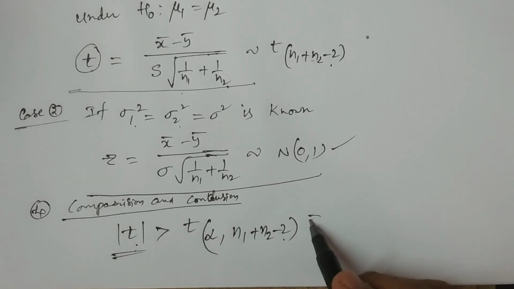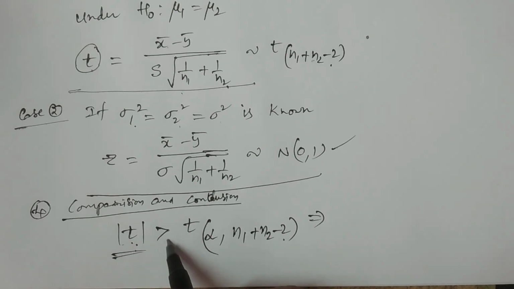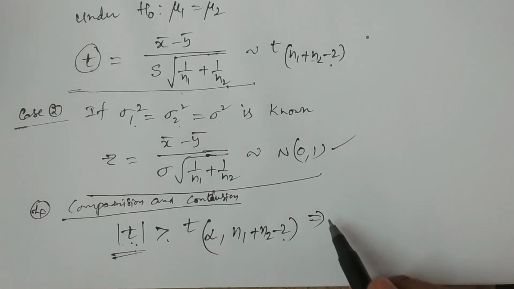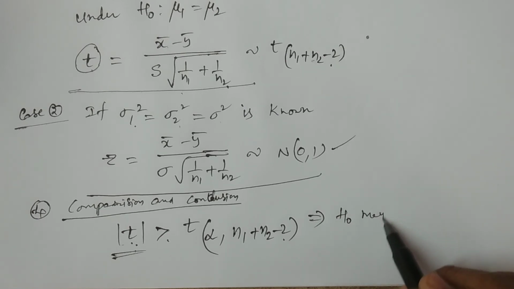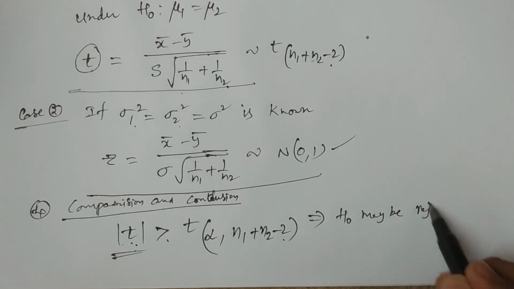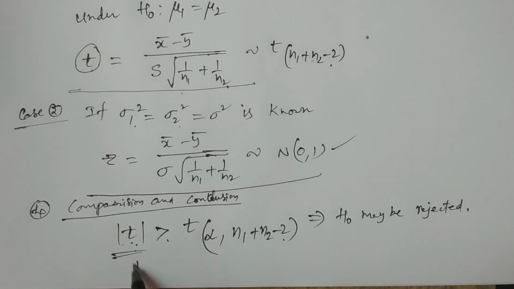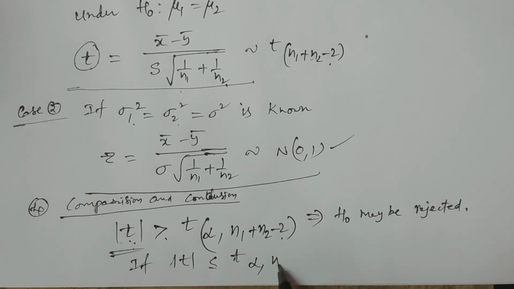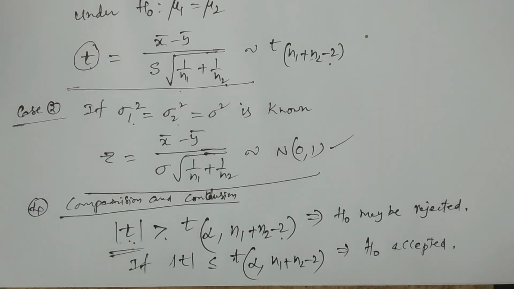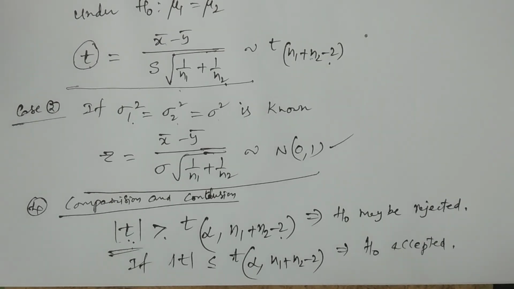If the computed value is greater than the tabulated value, then H naught may be rejected. And if the modulus of t is less than or equal to t alpha comma n1 plus n2 minus 2 degrees of freedom, then H naught is going to be accepted. So this is the test procedure for the difference of means, or equality of population means, of a small sample test conducted by using the t-test. Thank you so much.